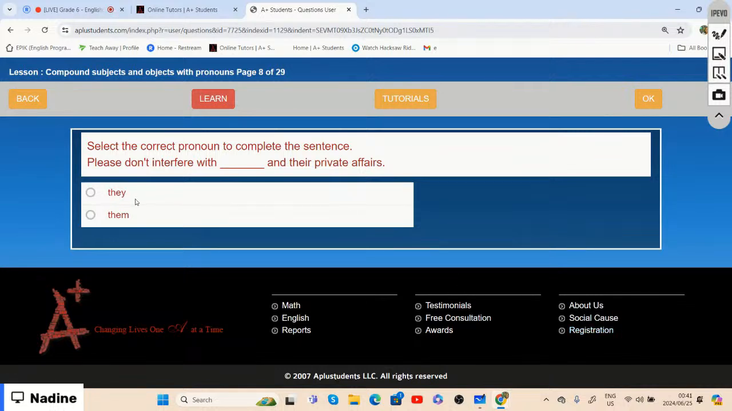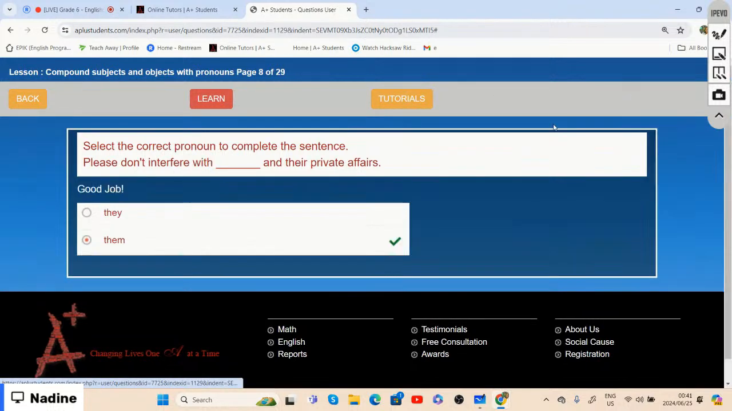All right, so we will say, please don't interfere with them, because them comes after with, which is our preposition, which means that this is an object pronoun.